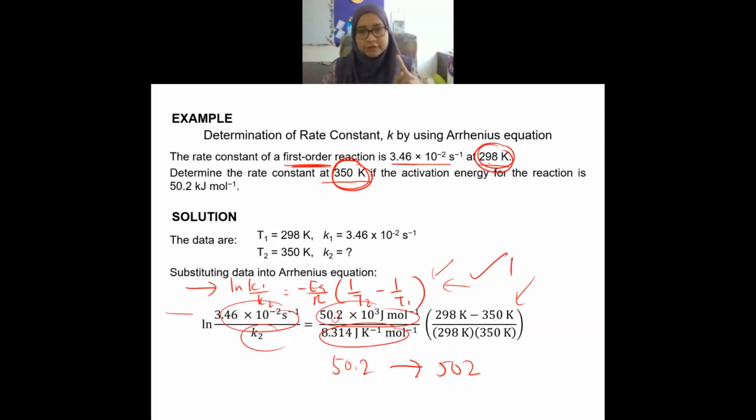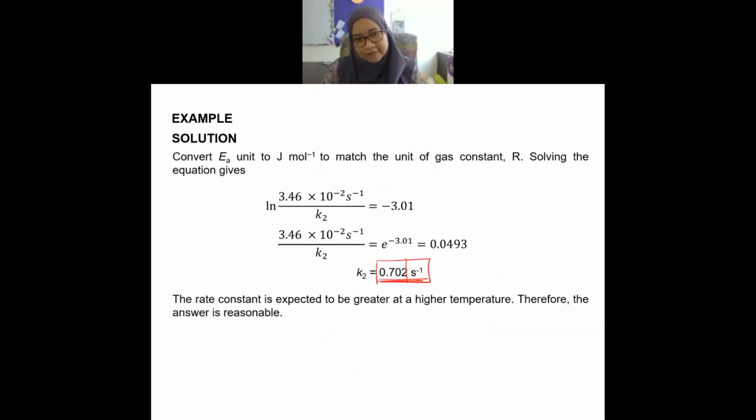Kan kita dah tahu dia punya teori ataupun dia punya relationship when the temperature increases, the rate constant will also increase. So from 298 increases to 350K, we will predict that the rate constant, the value of rate constant should be higher than this one. That is our prediction. So let's check. Your value higher ke ataupun lower than that one just now? It's higher. Betul tak? Higher.